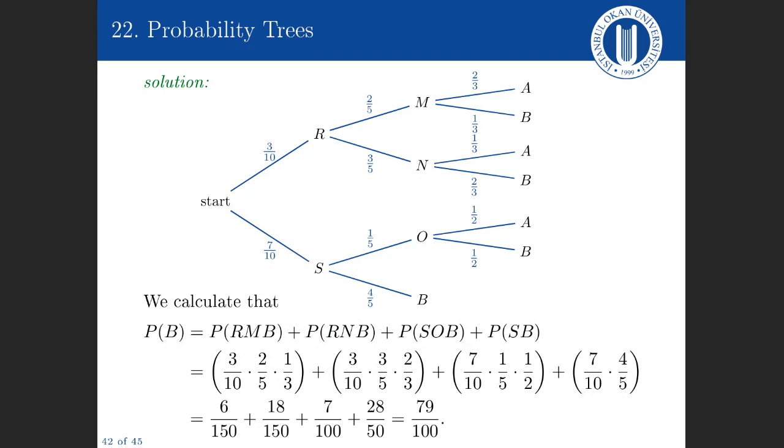And then finally, we also need the probability of SB. 7 over 10 multiplied by 4 over 5. Put these numbers in, multiply them together, and then add them up. I will leave it for you to check that the answer to this problem is 79 over 100, or 0.79, or 79%.